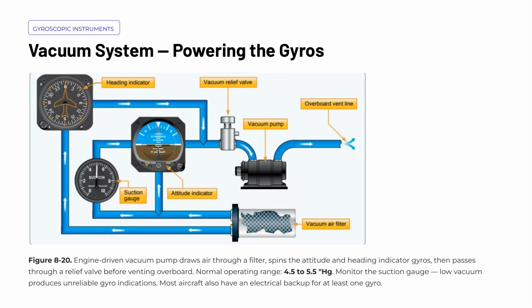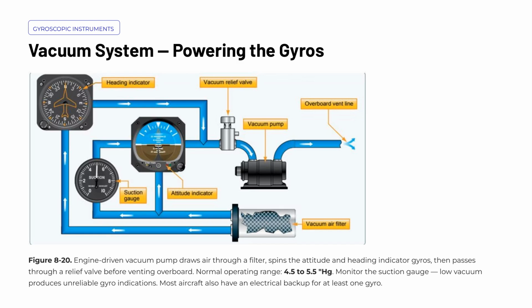After passing through the instruments, the air flows through a relief valve, which regulates system pressure, and is then vented overboard. The normal operating range for this system is 4.5 to 5.5 inches of mercury, and you should check the suction gauge regularly during flight, not just during your initial scan. If vacuum pressure drops below that range, the gyros will begin to slow down and precess, giving you unreliable instrument readings, a situation that can be especially dangerous in instrument meteorological conditions. The failure may be gradual and subtle, so the suction gauge is your early warning.